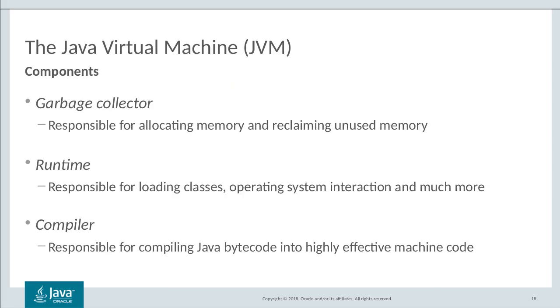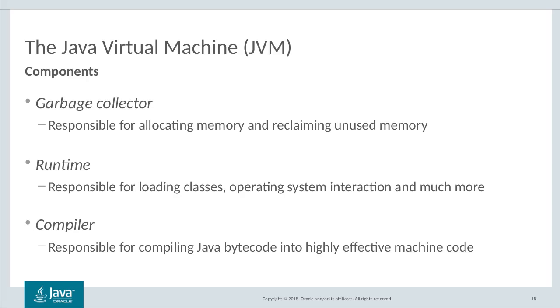So the GC, which is short for garbage collector, is responsible for allocating memory and also reclaiming unused memory. So whenever you type new in Java, the GC is responsible for ensuring that there is memory for that object, and when the object is no longer in use, the GC is responsible for reclaiming it.